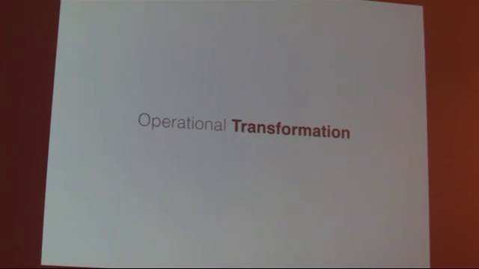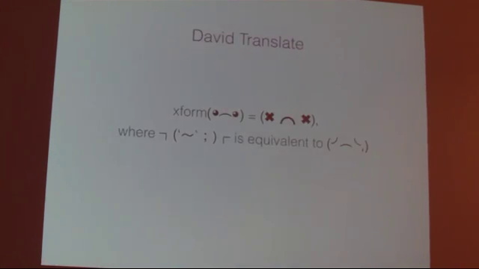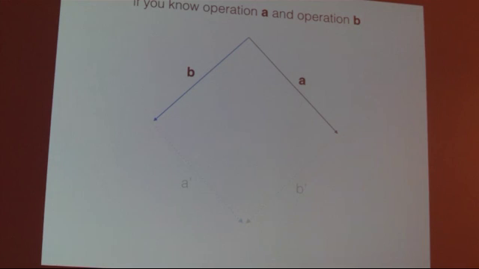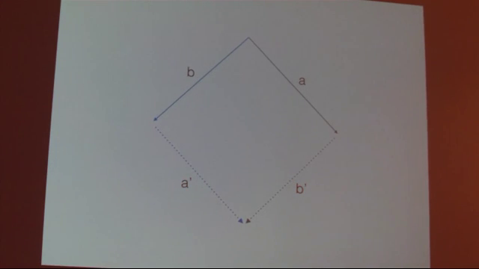Okay. So transformation. What is transformation? This is Google's formula for transformation. I looked at it and I'm like, okay, how do I translate this into something people can understand? And that is my translation. It's easiest to just look at it graphically. So the basic rule is if you know operation A and operation B, and they are branching from the same state, then you can make a transform operation on the other end, and they will bring it back into the same state. So let's do an example.